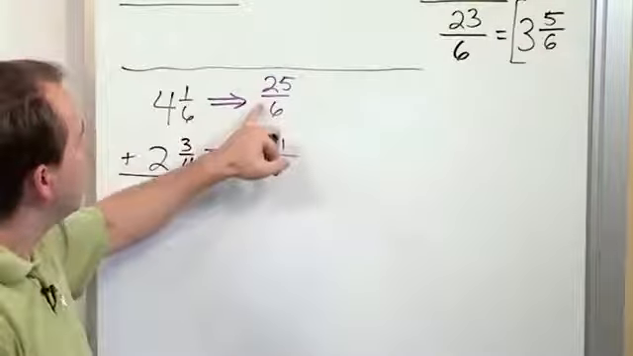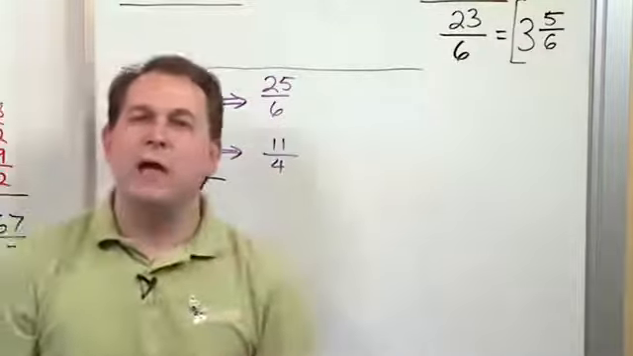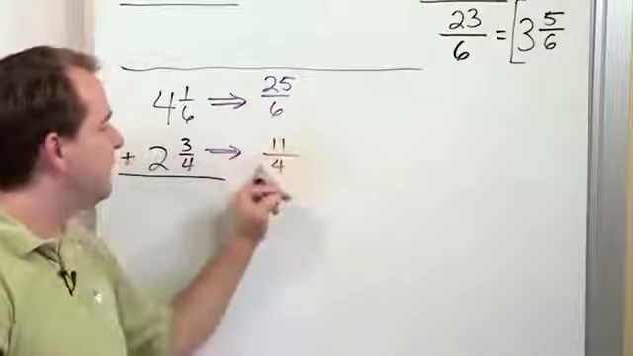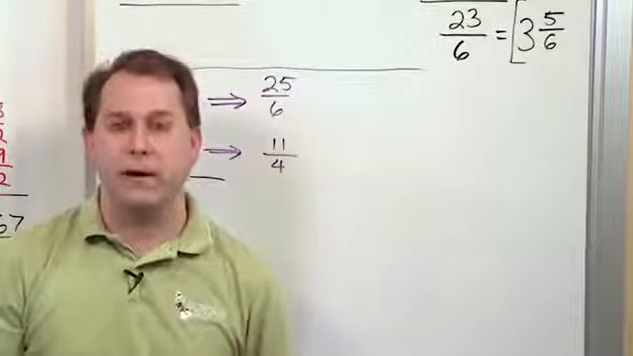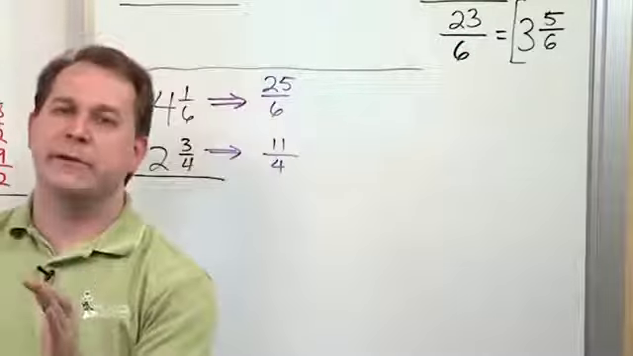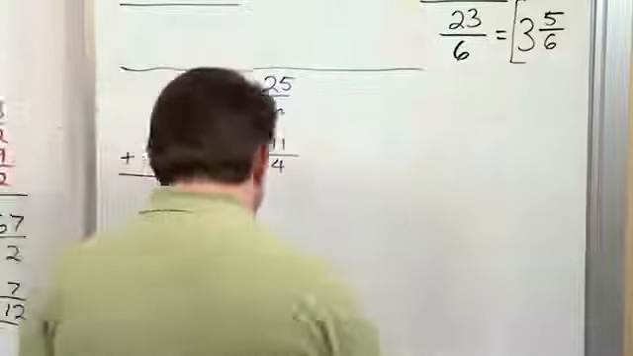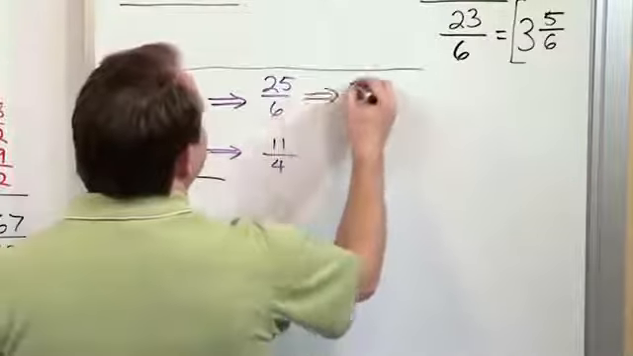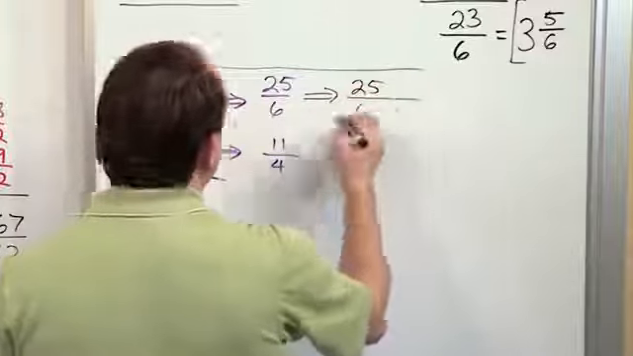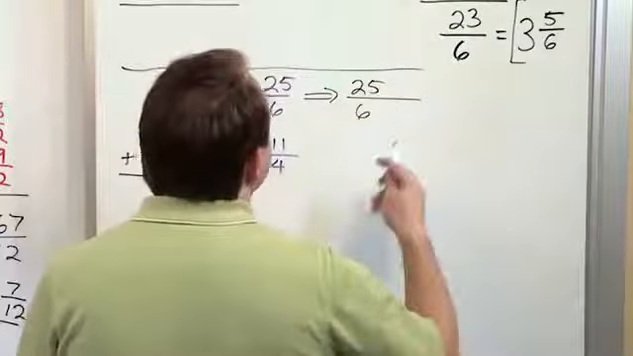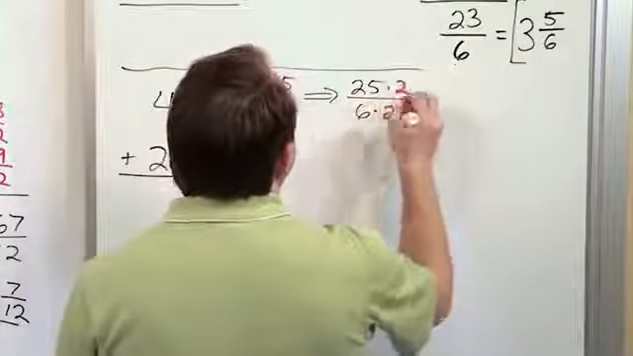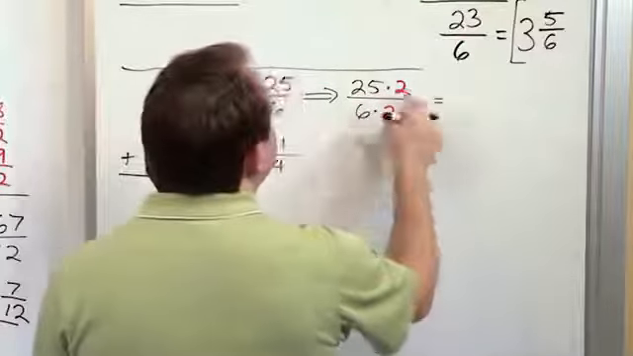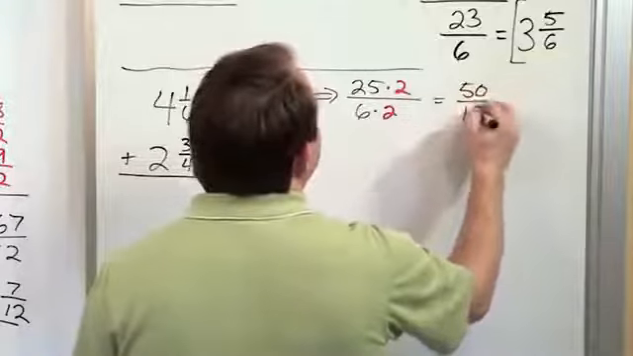We also know for 6 and 4 that 12 could be a common denominator because 6 times 2 could give me 12 and 4 times 3 could also give me 12. Working with smaller common denominators is going to make us get the problem done faster and with less work. So let's change this one. We'll have 25 over 6. And what we'll end up doing is we'll multiply this by 2 and this by 2 because we're trying to reach 12. So what we'll have on the top, 25 times 2 is 50. On the bottom, we will have 12.